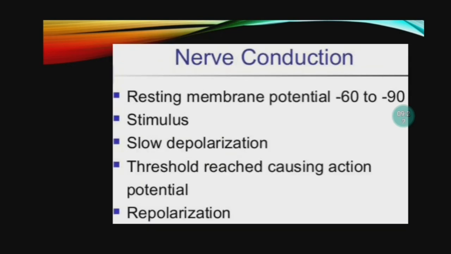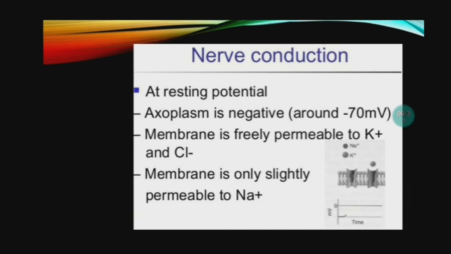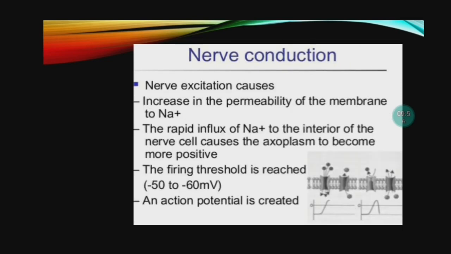Nerve conduction. Resting membrane potential is negative 60 to negative 90. A stimulus causes slow depolarization, and when threshold is reached, an action potential occurs. Repolarization follows. At resting potential, the axoplasm is negative, around negative 70 mV. The membrane is fairly permeable to K+ and Cl-, and only slightly permeable to Na+.